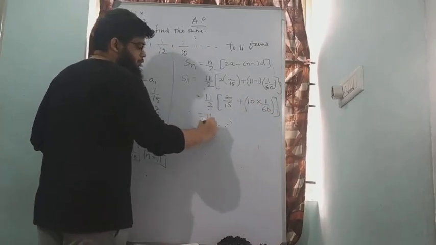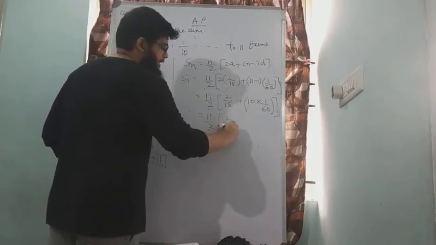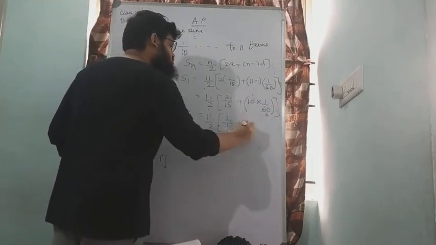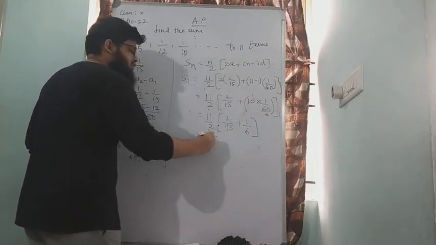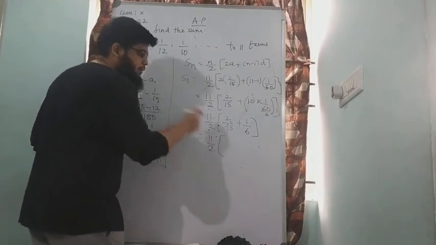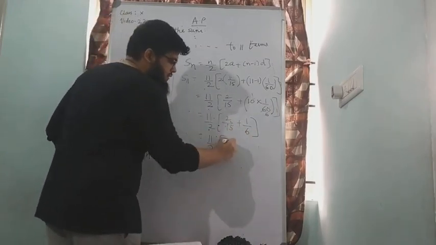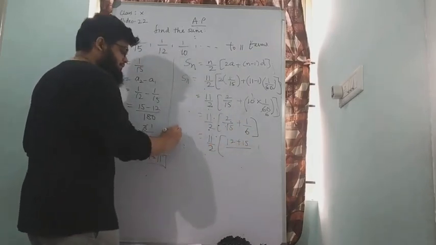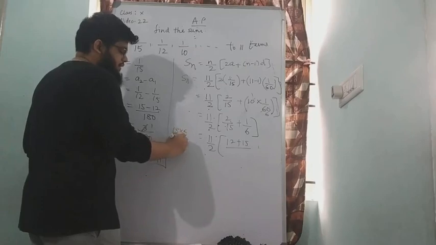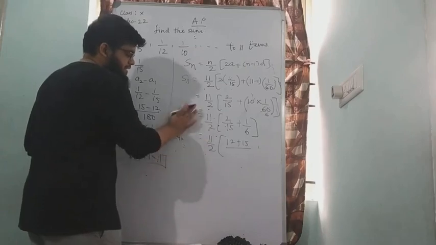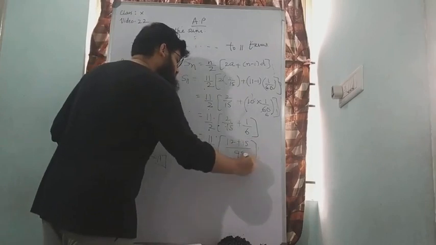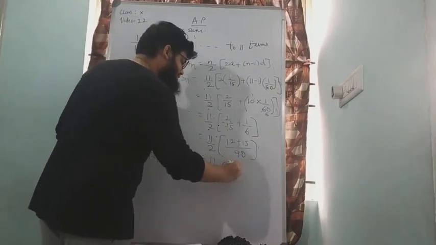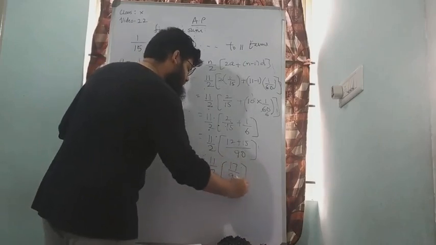Now 11 by 2 into 2 by 15 plus 10 ones are 10, 10 sixes are 60, can be cancelled. So you get 1 by 6. Next you have 11 by 2. You can now again cross multiply if you want. 2 sixes are 12 plus 15 ones are 15, divided by 15 sixes are 90. So now 11 by 2 into 12 plus 15 is 27 by 90.